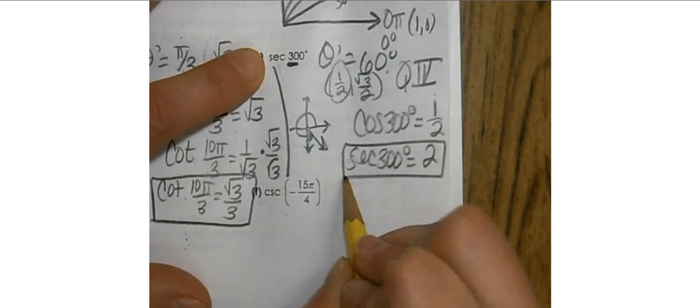Now secant is the reciprocal, so the secant of 300 degrees is going to be the reciprocal of 1/2, which is 2 over 1, which is 2, and that is it. That's all your answer is.